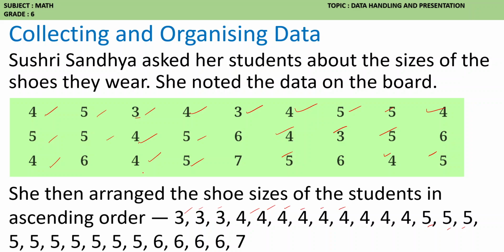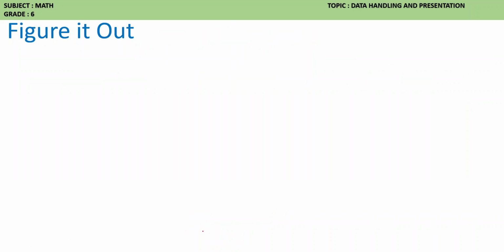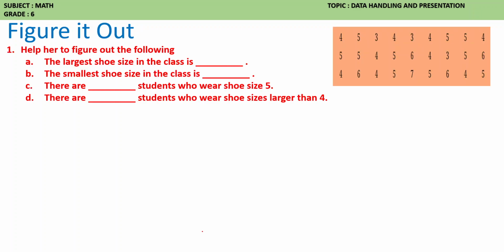Next number after 5 is 6. 1, 2, 3. 3 times 6 is there. Next number is 7. So here there is only one 7. So arranging of the shoe sizes in ascending order is as below. Let us see questions based on the arrangement made.